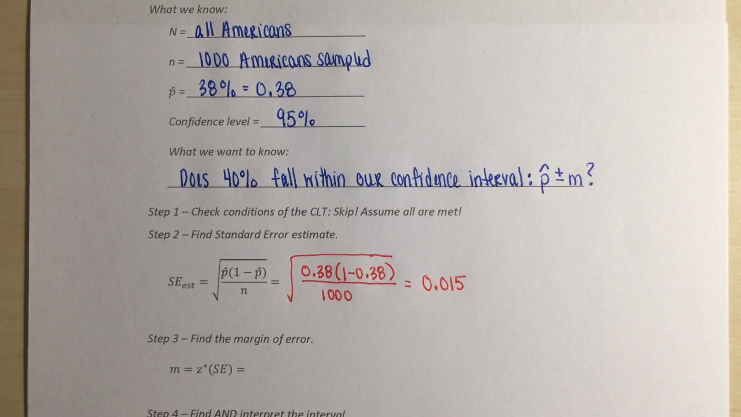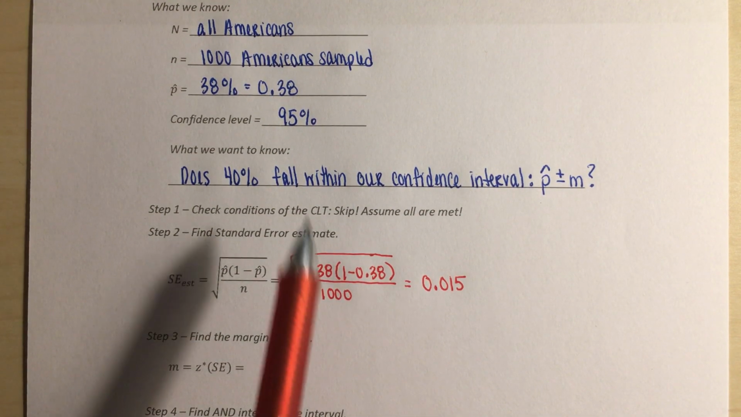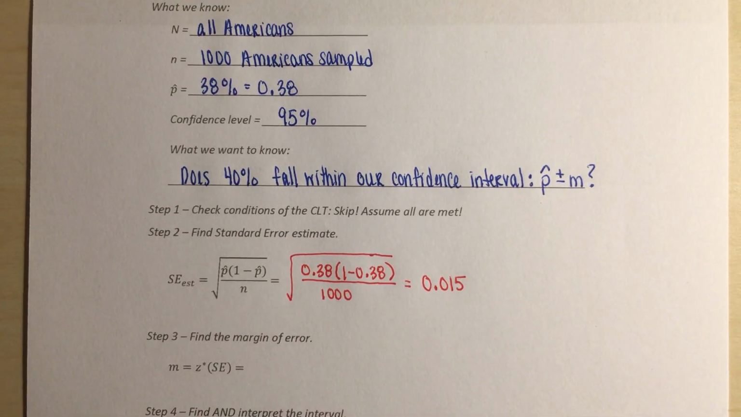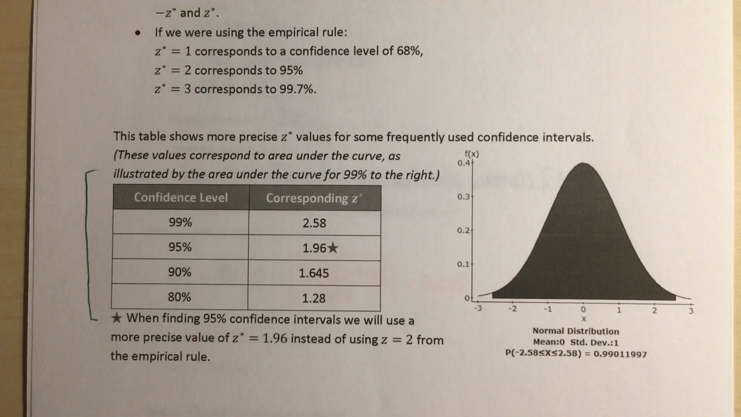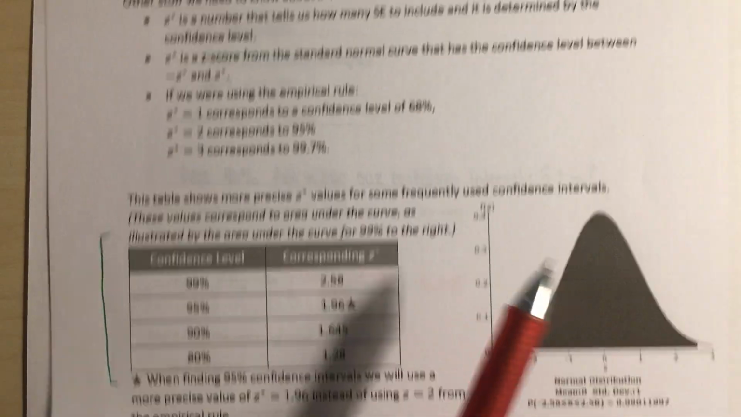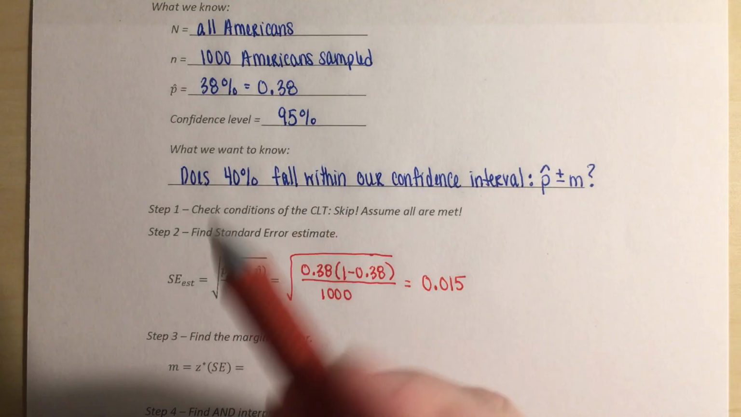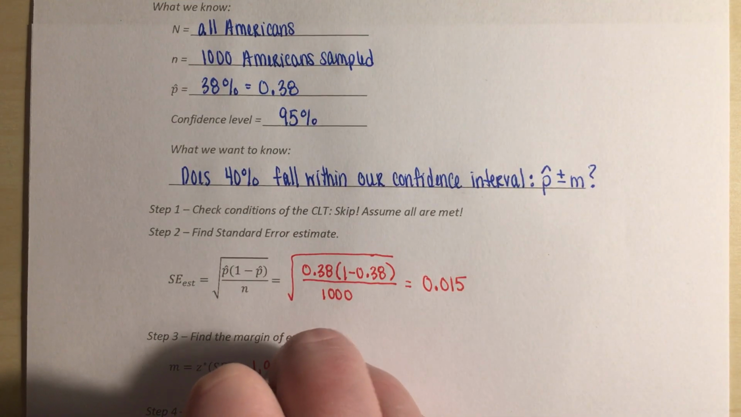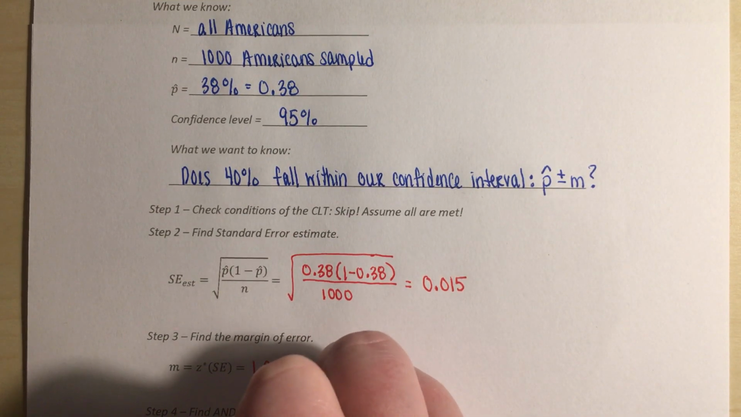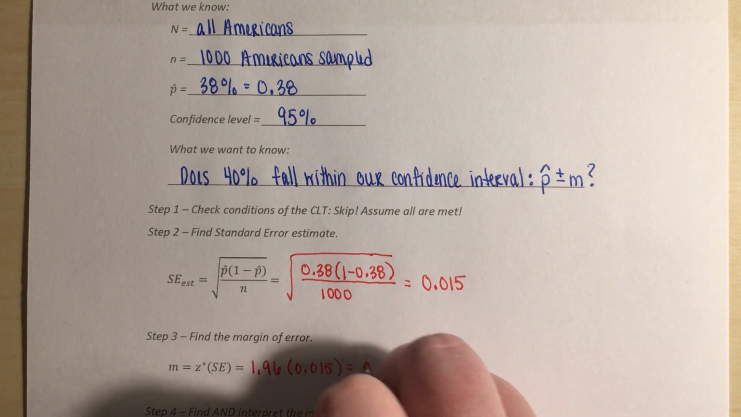Now that we have our standard error, we're going to find our margin of error. Right, so we're going to take z star times SE. Again, our z star comes from our confidence level. Our confidence level is 95%. If we flip back to that table, from page 24, we see that for 95%, our z star is 1.96. So we're going to take 1.96 times 0.015. We get 0.029.